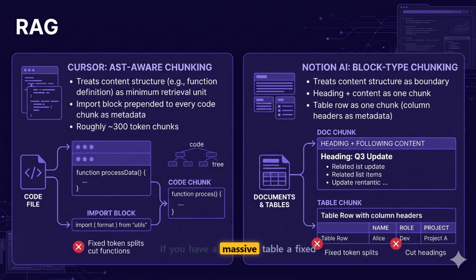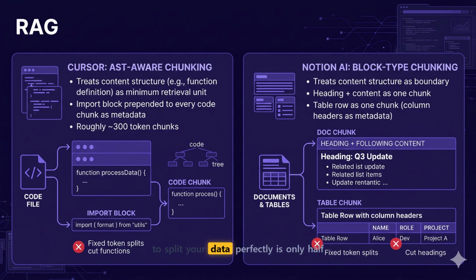If you have a massive table, a fixed token split will randomly chop rows in half and lose the column titles. Notion AI turns each individual table row into its own chunk, but it automatically attaches the main column headers as metadata to that row. Both of these engineering giants share the exact same production principle. Treating content structure as the chunking boundary prevents mid-concept splits, which are simply retrieval failures waiting to happen.